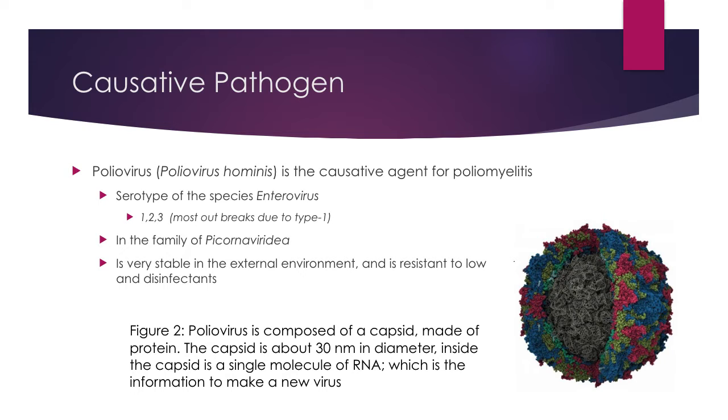As you can see in figure 2, that is the poliovirus. And again, it is composed of a capsid that is made out of protein. It is 30 nanometers in diameter, and inside the capsid is a single strand molecule of RNA, which is the information to make the new virus.